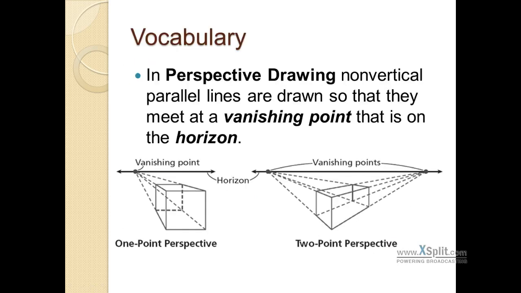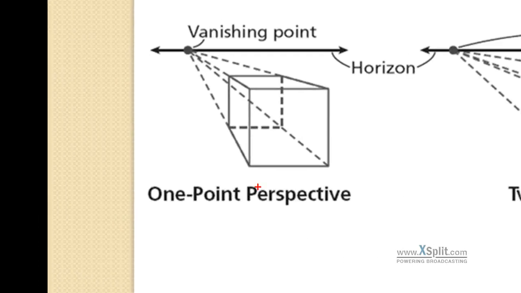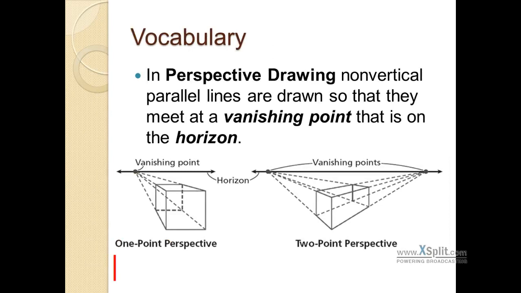Last type of drawing we're going to look at is perspective drawing. It's a drawing where lines seem to fade off into a vanishing point, that's off on something called a horizon. 1 point perspective has a face that's facing you. Let's go ahead and write that down. 1 point perspective, a face is closest.